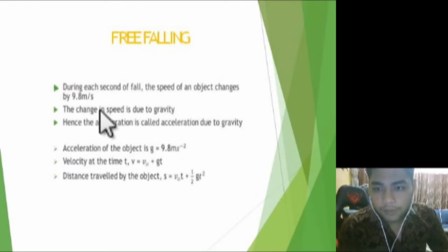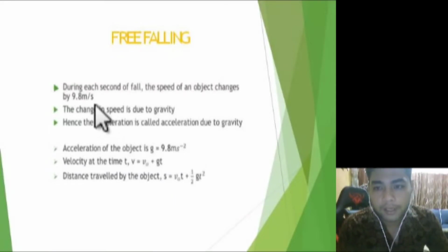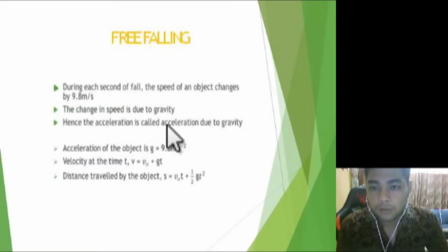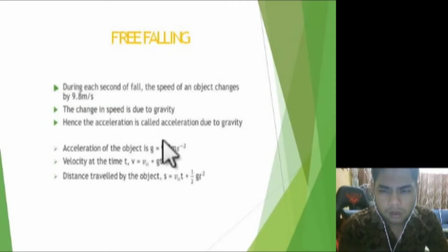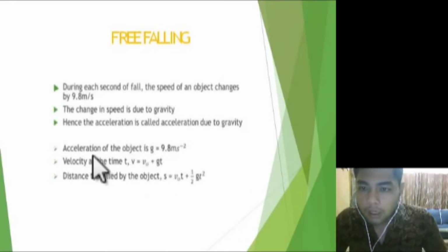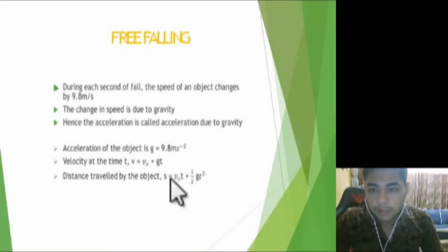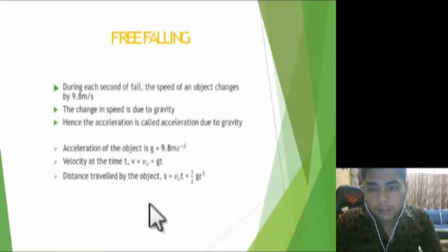Free falling. During each second of fall, the speed of an object changes by 9.8 meters per second. The change in speed is due to gravity, hence the acceleration is called acceleration due to gravity. Acceleration of the object is g equal to 9.8 meters per second squared. Velocity at the time, distance traveled by the object.